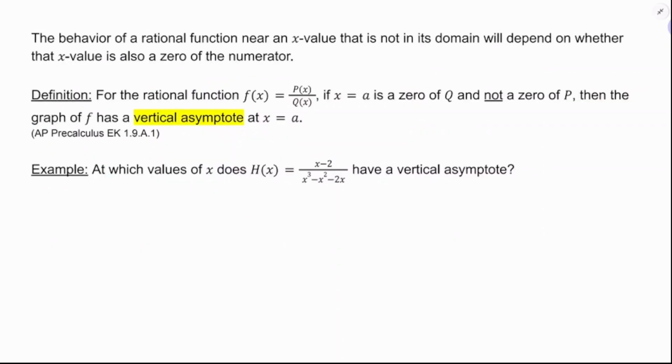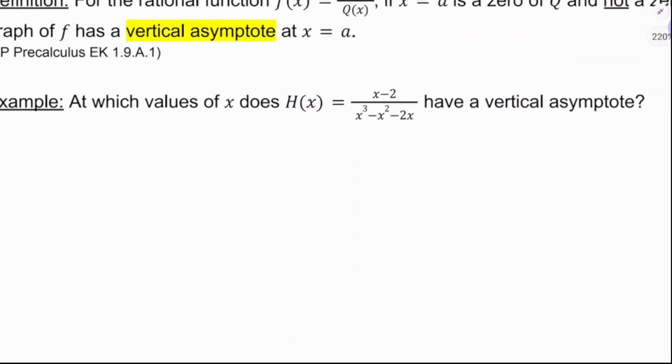Right, and you need to know that the behavior of a rational function near an x value that's not in its domain will depend on whether that x value is also a 0 of the numerator or not. So for the function f equals p over q, if x equals a is a zero of q and not a zero of p, and f is in fully simplified form, then the graph of f has a vertical asymptote at x equals a. So what we're interested in is, where does this thing have a vertical asymptote? Okay, well, we can do that.